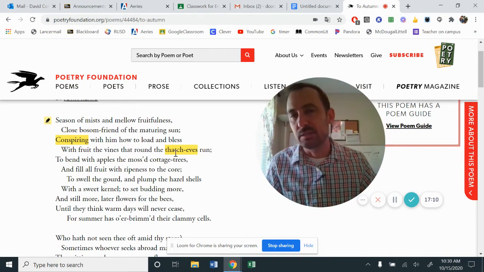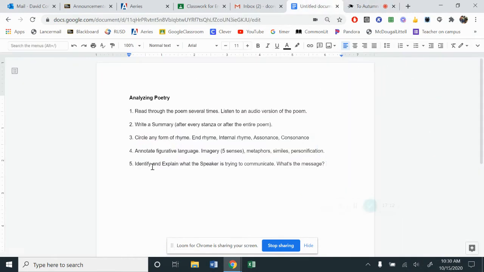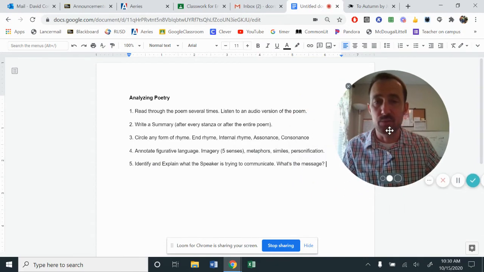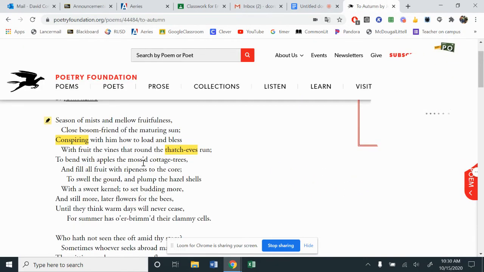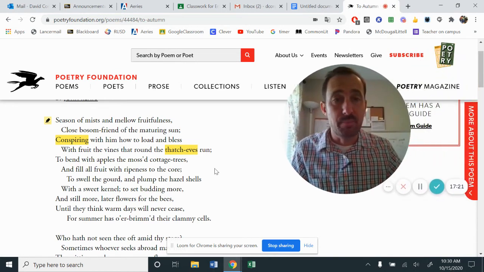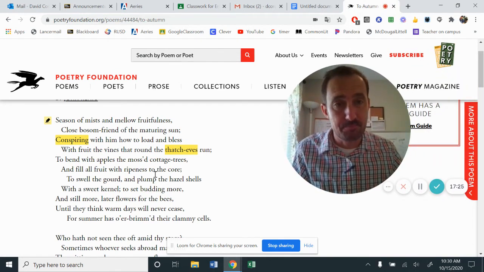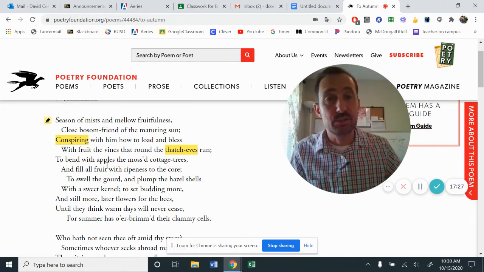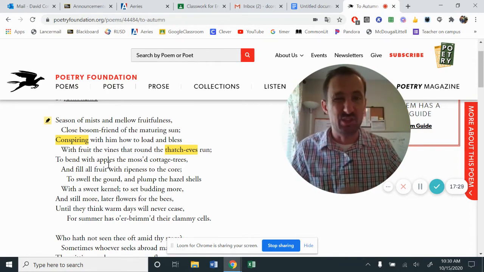So already I can tell, if I'm looking at number 5, identify and explain what the speaker is trying to communicate. What's the message? The message is that we are talking about fall, and we are talking about that transition time, okay? The transition time, autumn, when everything changes, right?